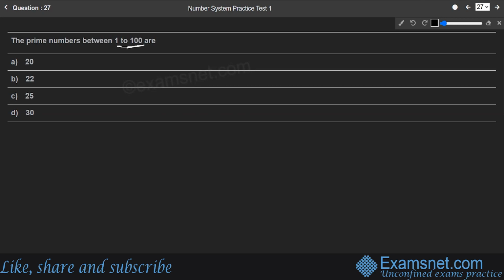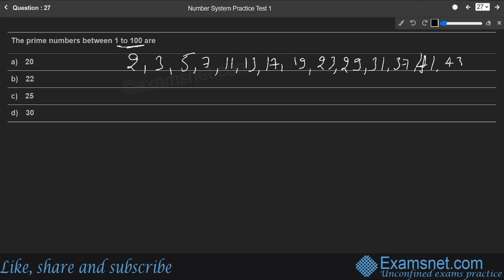One by one. The smallest prime number is 2, 3, then we have 5, then we have 7, then we have 11, then we have 13, then we have 17, 19, 23, then we have 29, 31, 37, then there is no prime number in the 40s except 41, 43 is a prime number, 47 is a prime number, then there is 53, 59 is a prime number, 61, 67, 71, yes, 73.